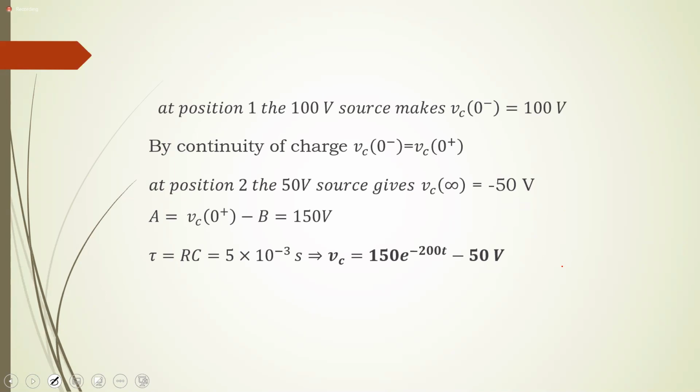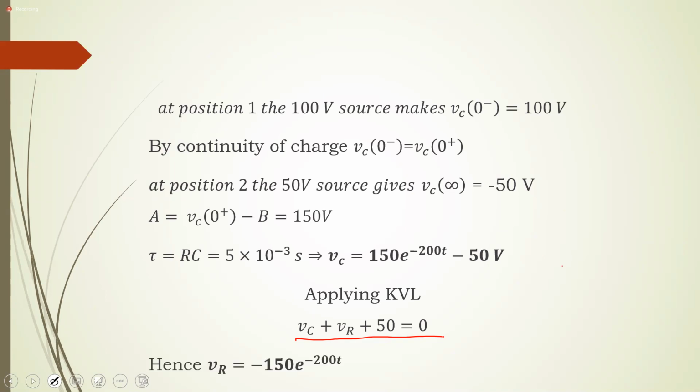What we were asked to find was the voltage across the resistor. Since we have the switch at position 2, we know that VC plus VR plus 50 equals 0, because it is a closed loop, applying KVL. If you go around that loop, that's the equation you would have. So VR is equal to minus 150 e to the minus 250. All right.